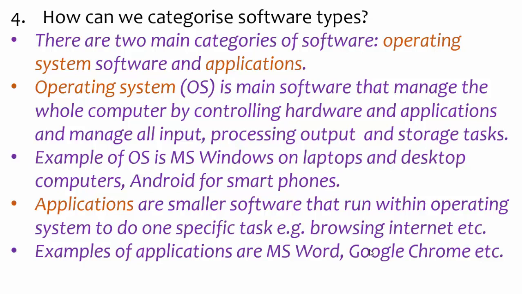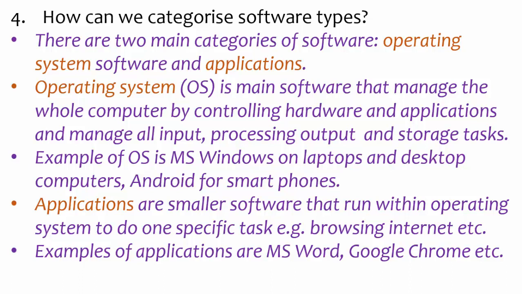Question number 4, you can be asked, how can we categorize software types? You know very well, software can be categorized into 2 categories. We have operating system software and applications. The operating systems are the main softwares which manage the hardware, and they take control of everything, including the other smaller softwares which operate in them. And it is the operating system which will start up a computer and show you the desktop where you can do other tasks.